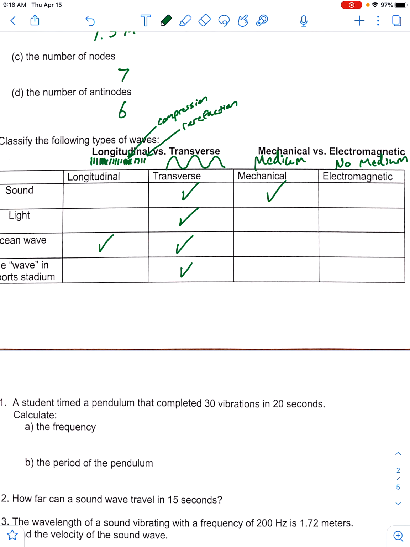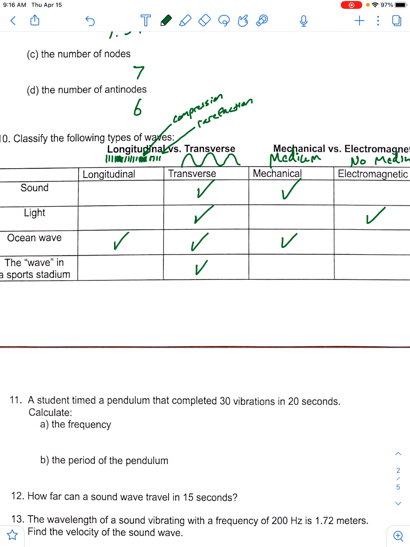Light does not. That's why you can see the light from the sun, because it can still get here, and there's nothing between the sun and us. Ocean wave, that's mechanical. You've got to have water to have an ocean wave. The wave in a sports stadium is going to be mechanical. You've got to have people in order to have a wave.